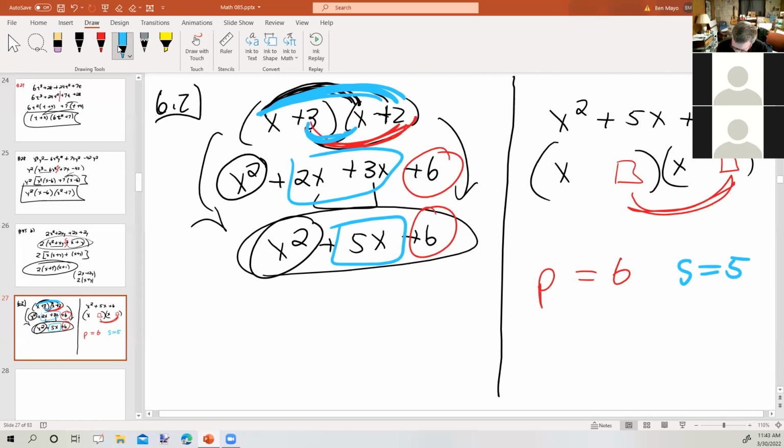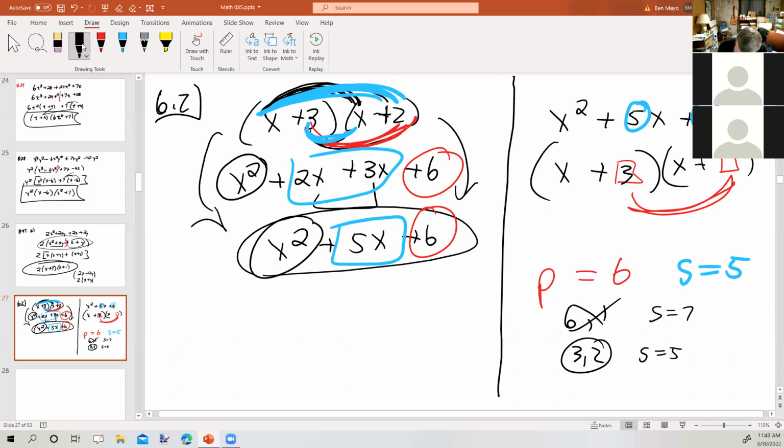All right. So I need two numbers whose product is 6 and whose sum is 5. Well, let's see. 6 and 1, 3 and 2. Oh, 6 and 1, those have a product of 6, but they would have a sum of 7. So it can't be those. These have a product of 6 and a sum of 5. So there's our two numbers. Okay. So x squared plus 5x plus 6 factors into x plus 3 times x plus 2.